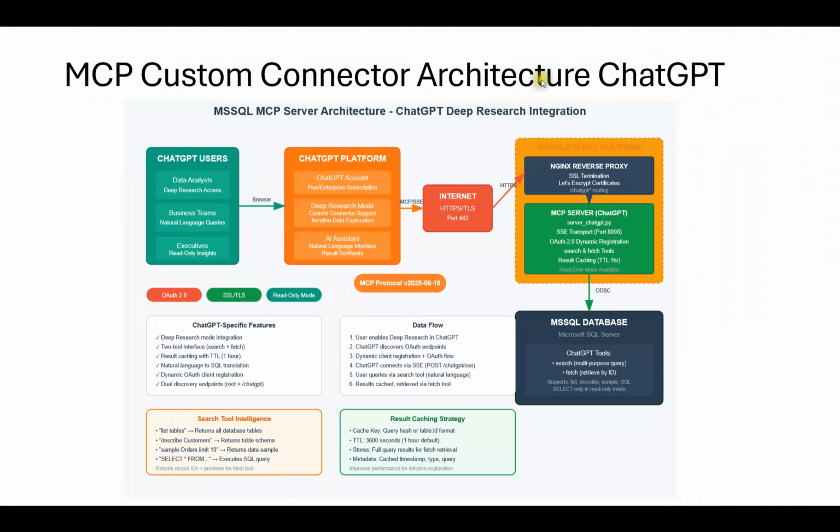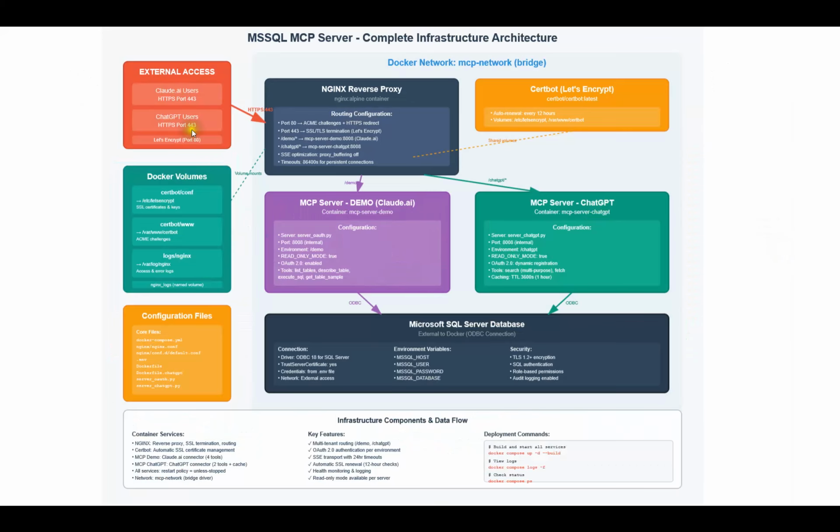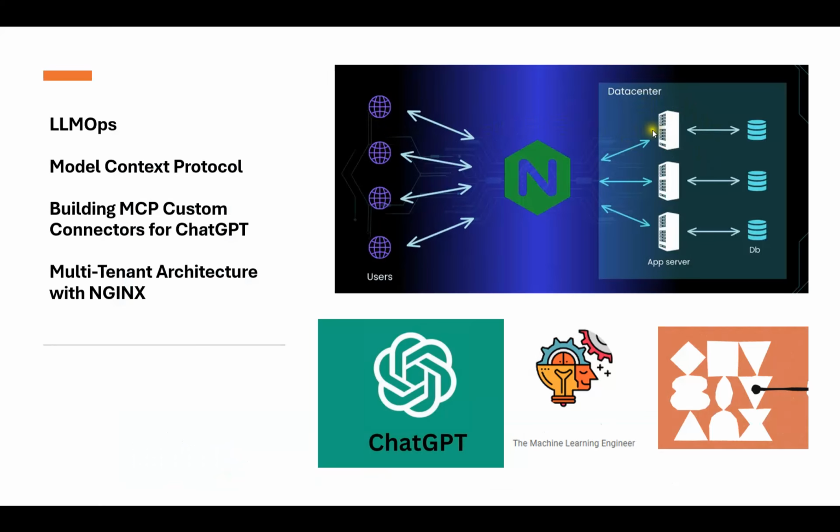And then in terms of the infrastructure, as I show you here on the main architecture diagram, we have our external users and our entry point of the infrastructure. The idea is to create a multi-tenant architecture. We have multiple MCP servers, and we expose all of them behind a unique URL which is exposed to the internet.